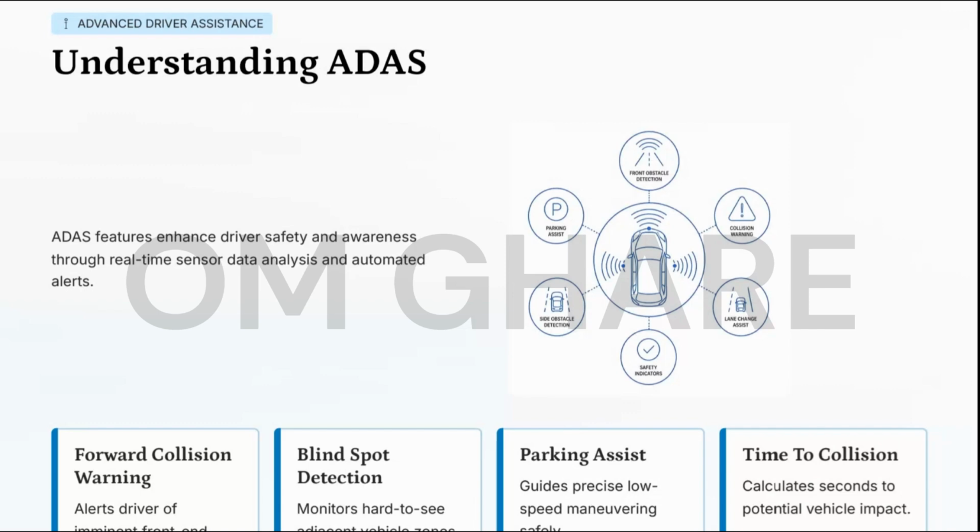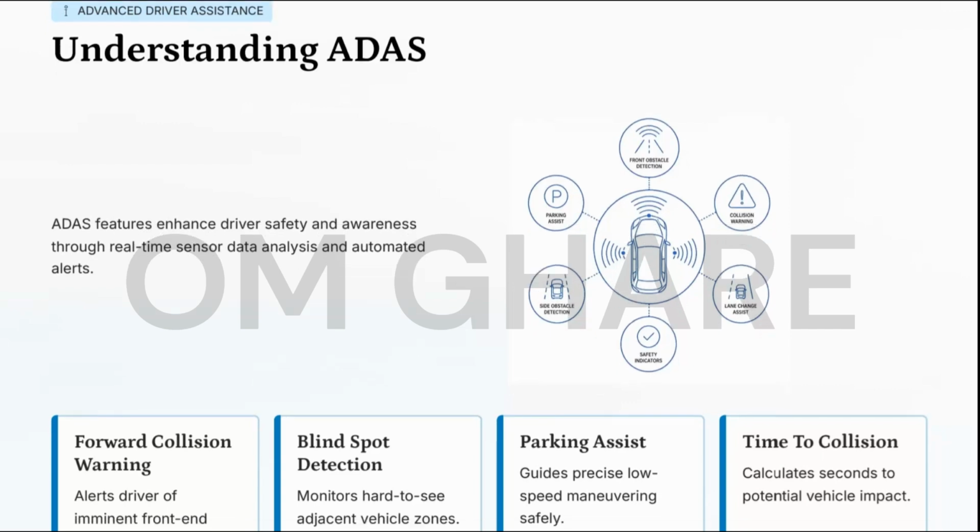Now that we have understood the motivation behind the project, let's look at one of the most important components, the Advanced Driver Assistance System, that is ADAS. As shown in the illustration, the ADAS continuously monitors the vehicle's surroundings using sensors and provides warnings whenever a potentially dangerous situation is detected. The first feature is forward collision warning. The front sensor continuously checks the distance to the obstacle. If the object comes too close, the system alerts the driver before a collision occurs.